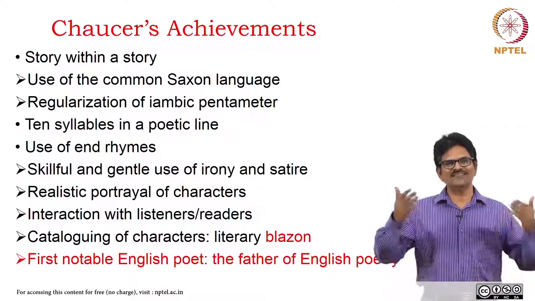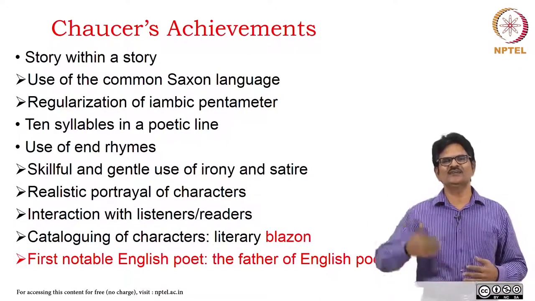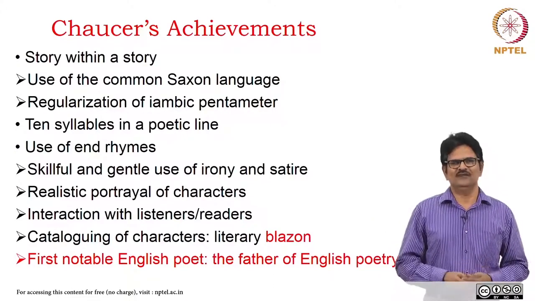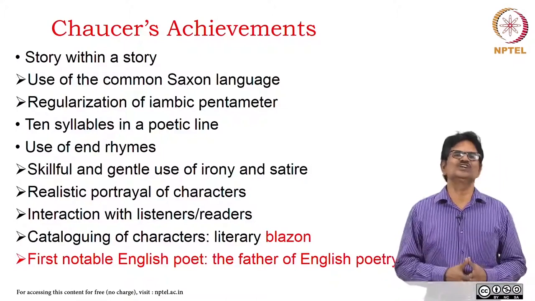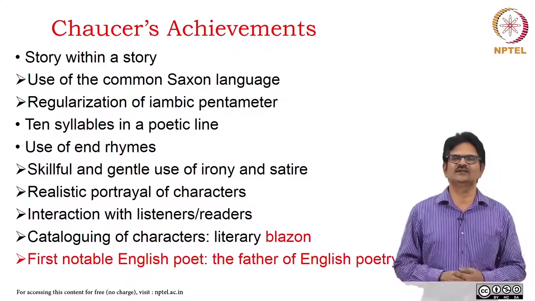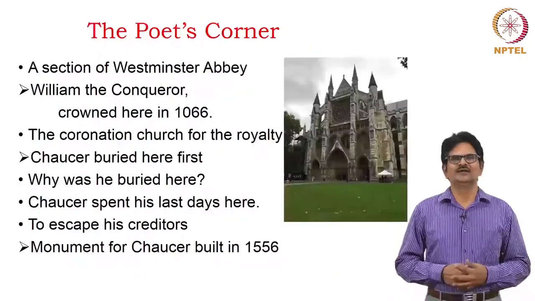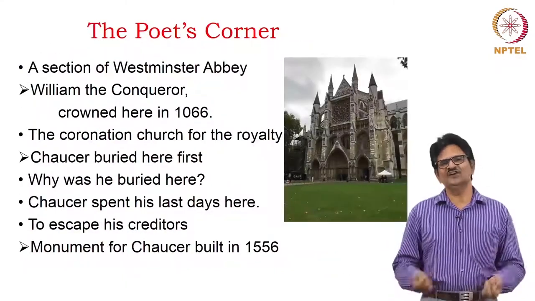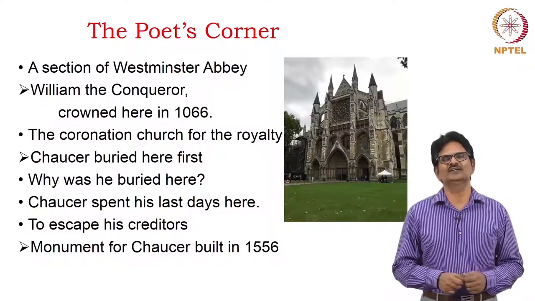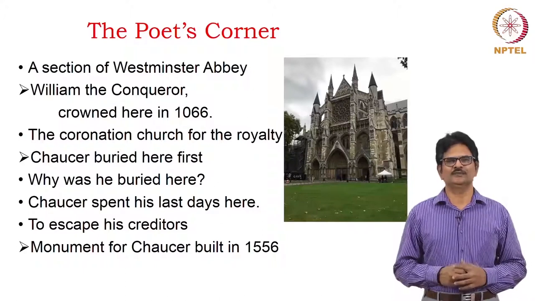particularly in this prologue, is the cataloging of characters, the listing of characters. This is a technique called blazon. For all these things, he is considered to be the first notable English poet, deserving the title the father of English poetry. A cultural aspect of Chaucer's writing is this. This is a heritage that Chaucer has left England with.